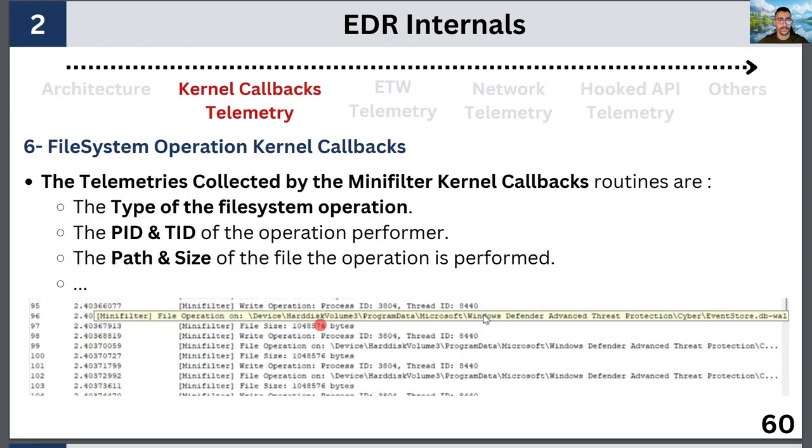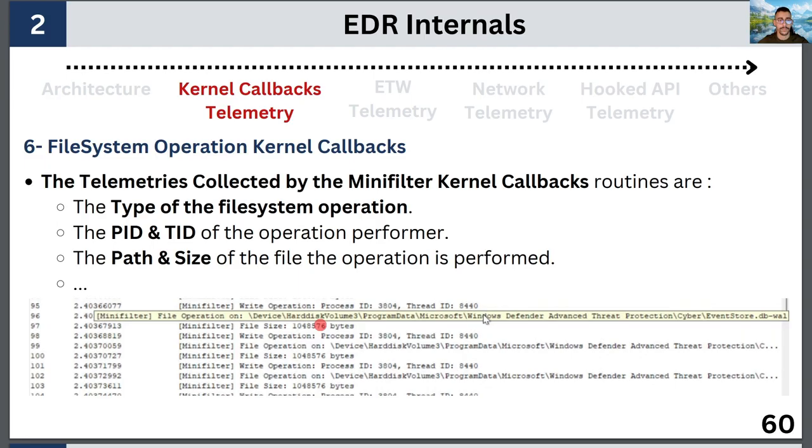So when a filter kernel callback is triggered, it collects critical telemetry about the file system. This telemetry helps EDR tools to detect suspicious file access, modification, or encryption. The collected telemetry includes the type of the file system operation, whether the operation is read, write, create, delete, or rename. This helps track malicious activities such as unauthorized modification or ransomware encryption.